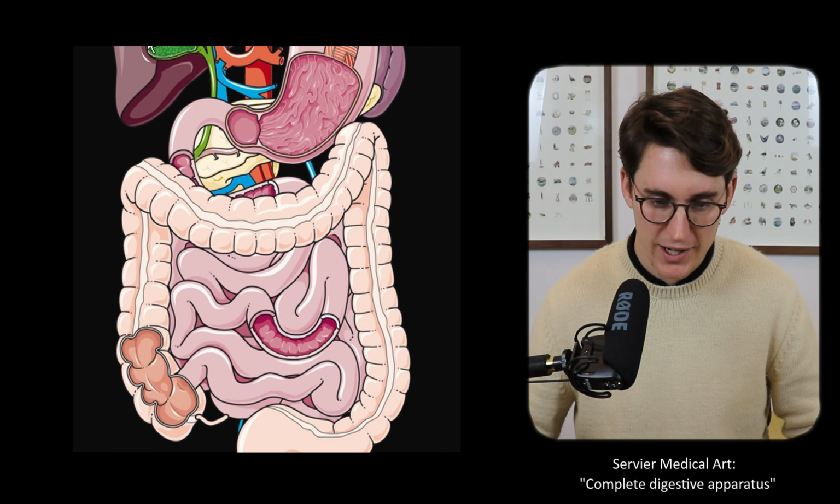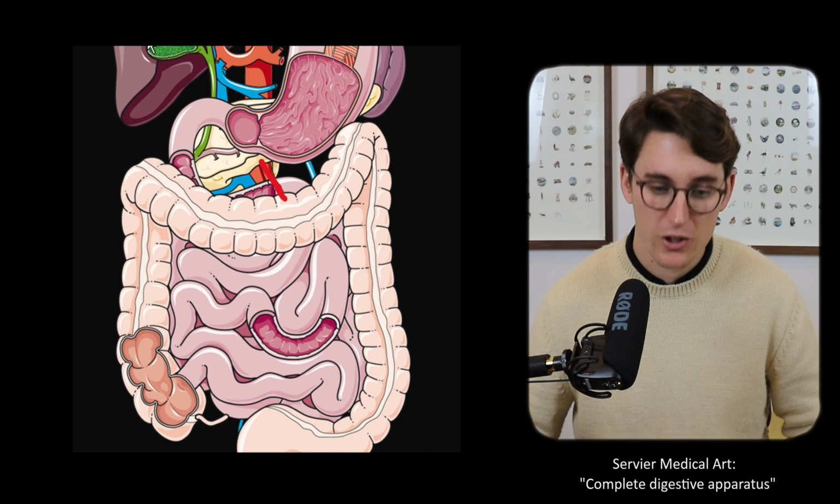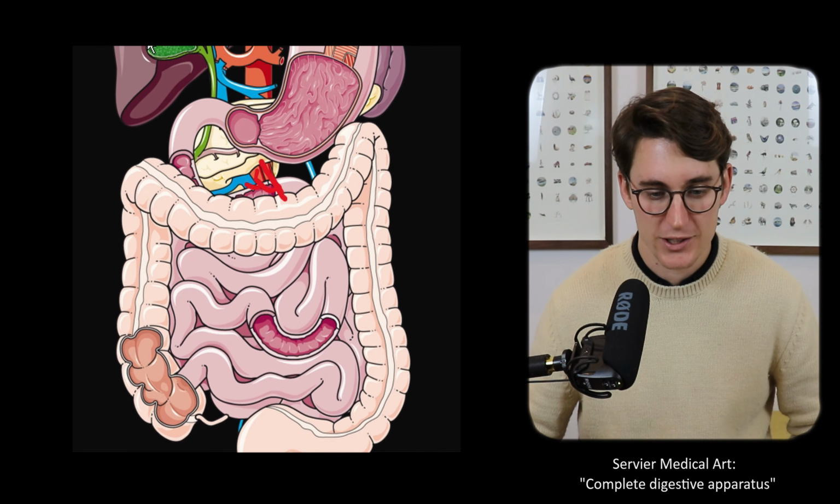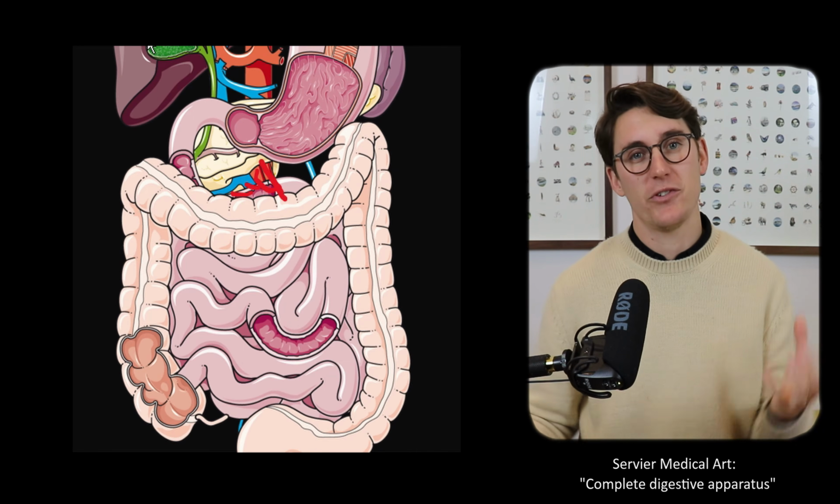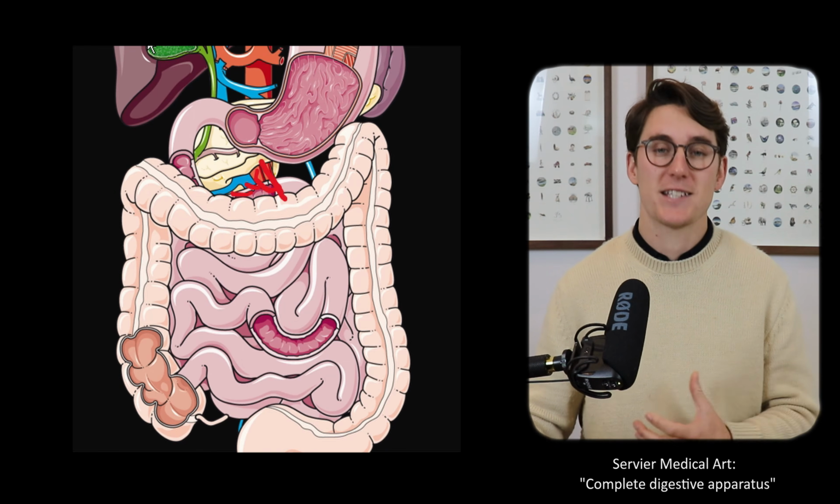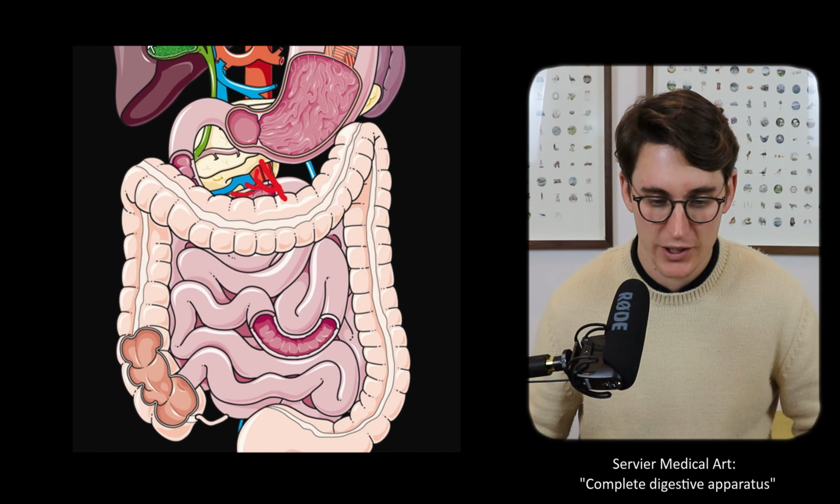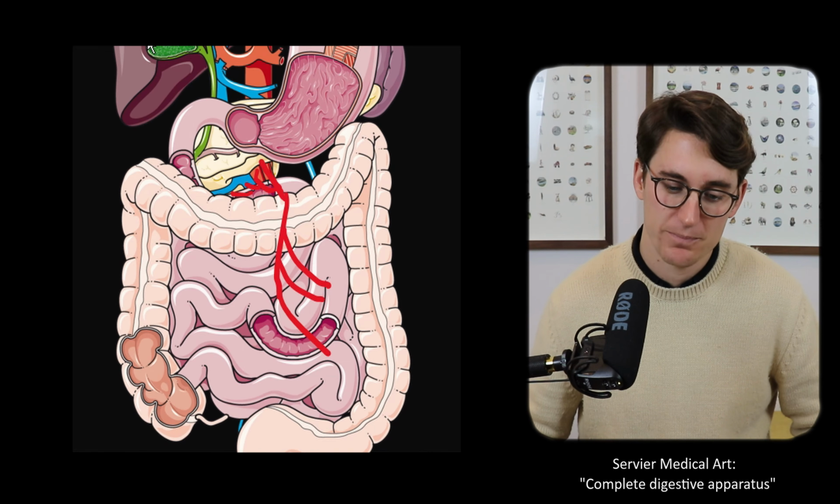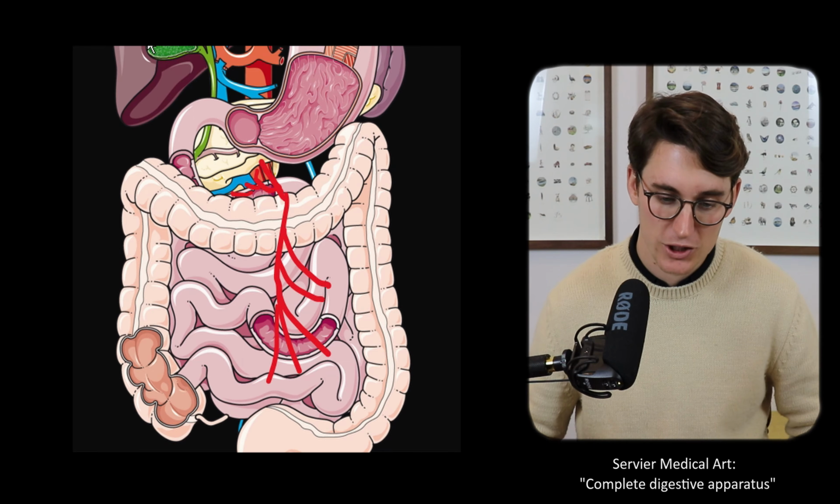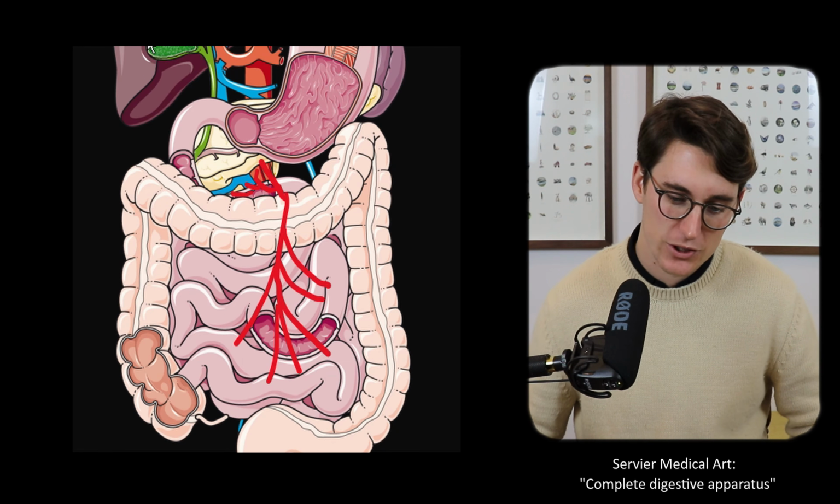But anyway, our SMA is going to come out, and the first branch that our SMA is going to give is going to be going to the pancreas and to the duodenum, and this is our inferior pancreatoduodenal artery. Then we know that our SMA supplies our midgut, so we know it's going to need to supply blood to the jejunum. So it's got jejunal branches going off, it's got ileal branches as well, and then it heads off to a terminal branch here.